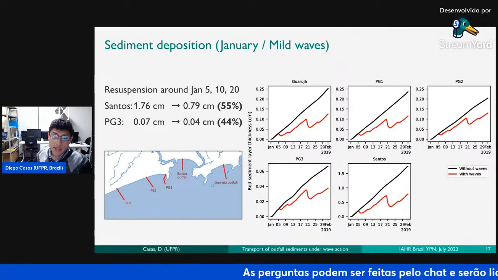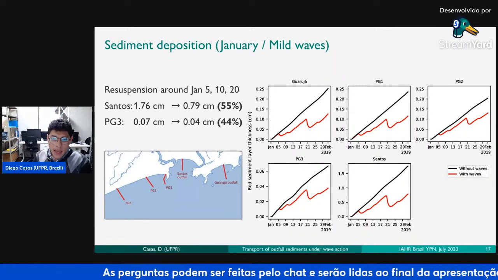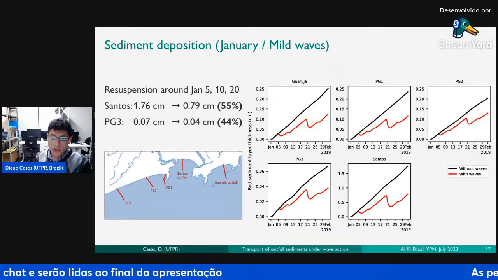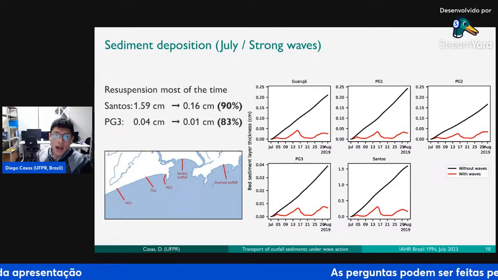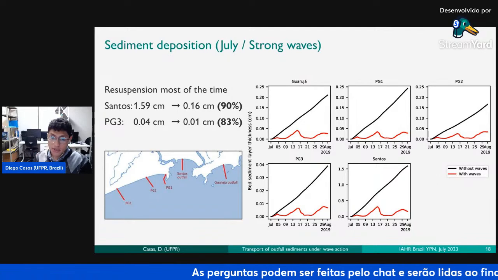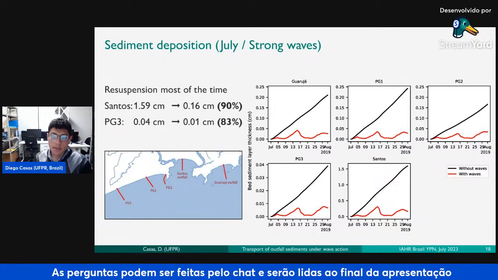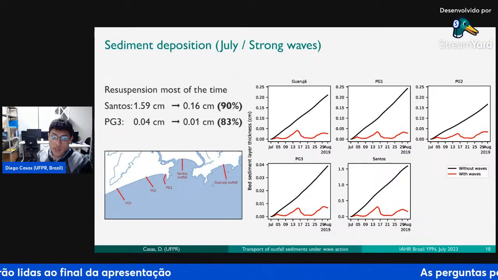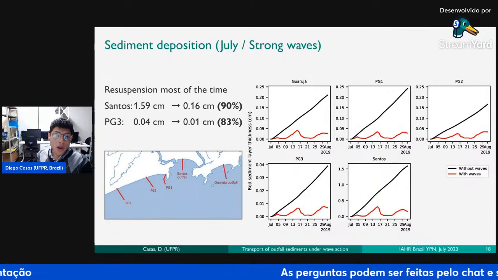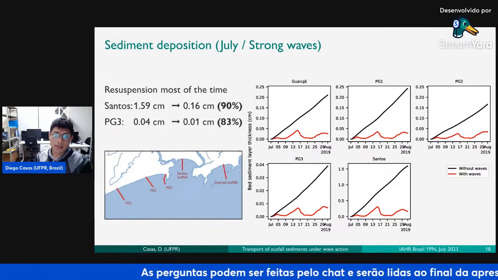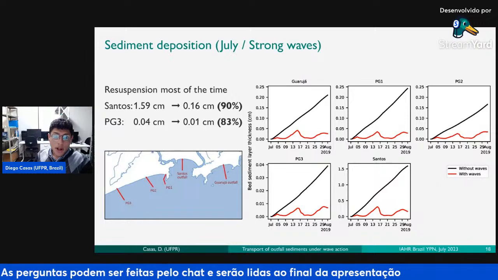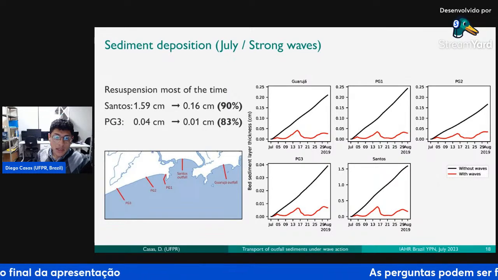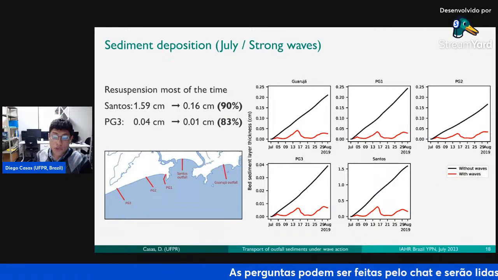And for an outfall like PG3 that has the lower discharge, we found a reduction of about 44% in this sediment layer thickness at the bed. However, for July, which has the strongest waves, this reduction of the sediment bed deposit can be significant. We're talking about 90% in the case of Santos. So in about a month, it goes from a sediment thickness of 1.5 centimeters to just a couple of millimeters. For the case of PG3, it has a reduction of 83%.